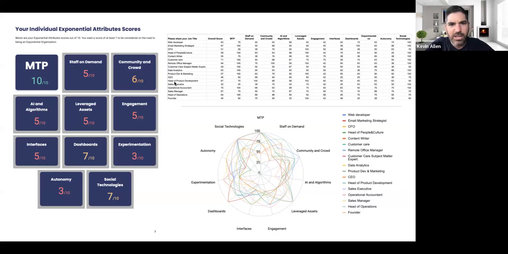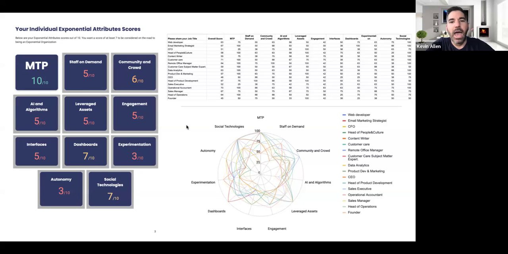This was pretty much the entire team. There were a few people who didn't complete, but you have everyone from the founder to the current CEO, the CFO, the head of learning, the head of product development, the office manager, a content writer. You can see a sales manager was in here, the head of operations was in here.